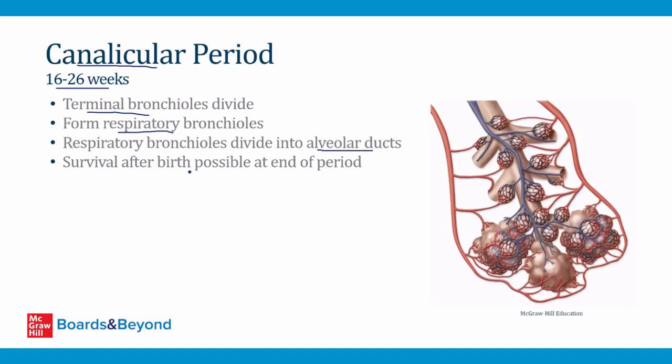And you can get survival after birth at the very end of this period because when the alveolar ducts form, there can be some alveolar tissue present to conduct gas exchange. And so that's why when we're talking about preterm births, sort of the limit of viability is right around 26 weeks. A baby born around 26 weeks can sometimes survive. Babies born far before 26 weeks usually cannot survive because they don't have alveoli present yet.